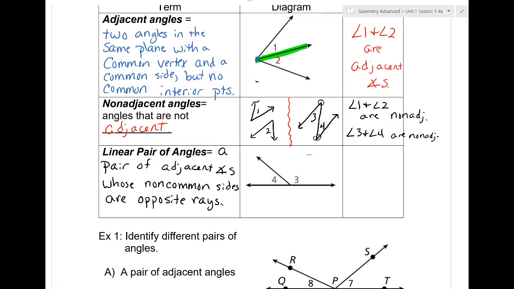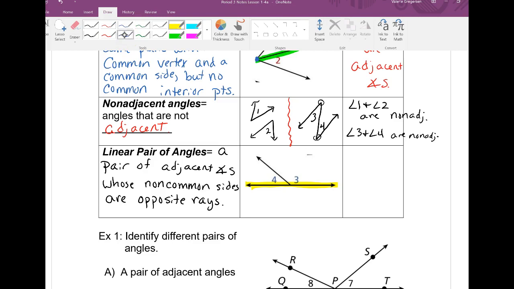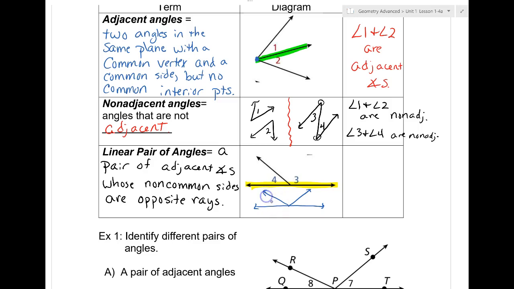But here's really what I want you guys to think about. If you put them together, the non-adjacent sides, or excuse me, non-common sides, should always make a line. There can never be a gap between these. So let me explain what a lot of people think happens. Let's just say I had a line right here. Here's a line, and I have an angle coming here. I have an angle coming here. I got angle 1 and angle 2.